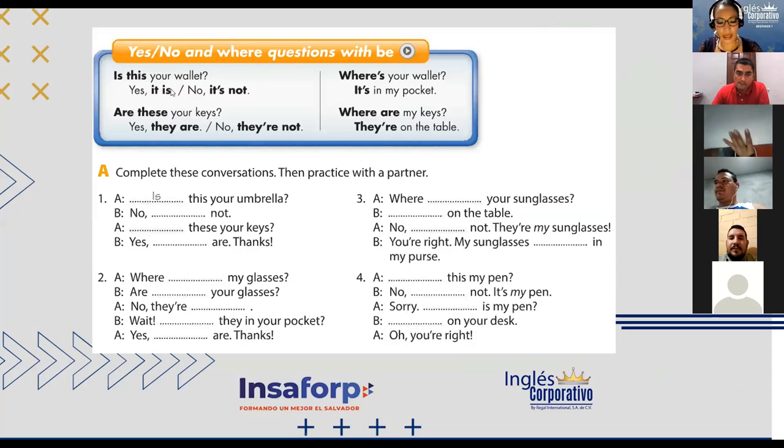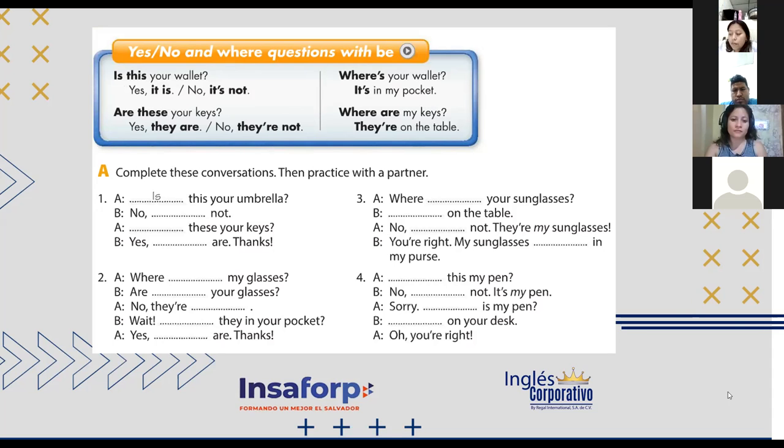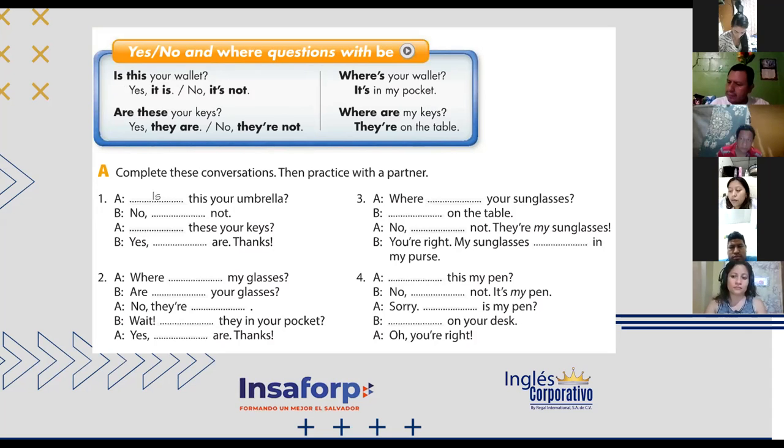Remember that the yes no questions, en este caso, como el tema es el verbo to be, van a empezar con am, is o are. Y la respuesta siempre es yes o no. It's short answer. And we have a couple of examples here. Is this your wallet? Yes, it is. Or no, it's not. Are these your keys? Yes, they are. Or no, they are not. Remember that for singular object, cuando estamos preguntando por algo en singular, es this, or are this, right?